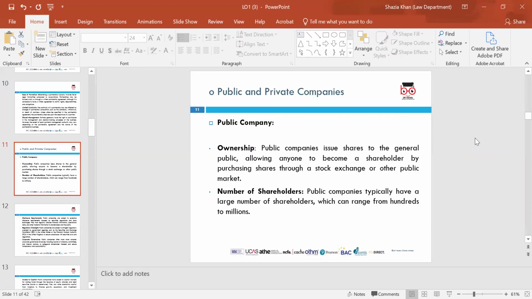Public and private companies. So, public company ownership: companies issue shares to the general public, allowing anyone to become a shareholder by purchasing shares through a stock exchange or other public markets. Number of shareholders. So public companies typically have a large number of shareholders, which can range from hundreds to millions.